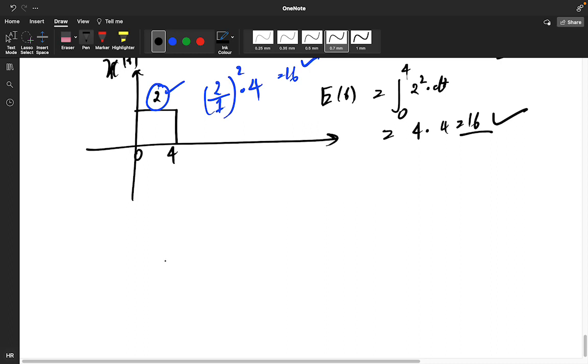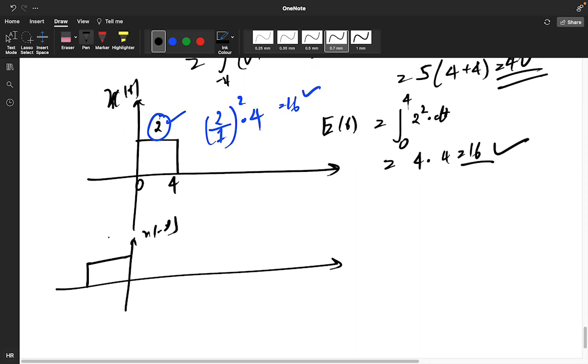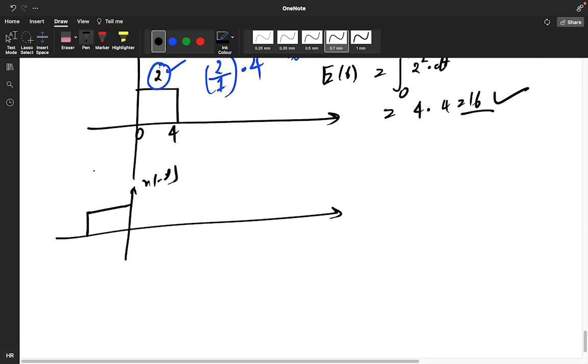And if anyone is asking you, if you shift the signal, or if you reverse the signal, x of minus t, the signal will be reversed like this. So it will be minus 4 to 0. The value will be t. Even if you find the energy of this x of minus t, it will be 16 only.